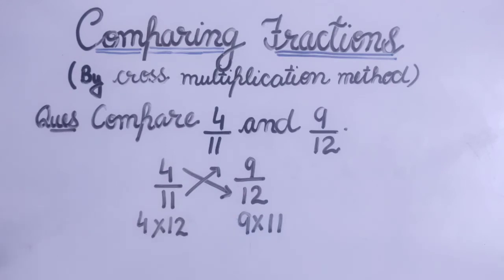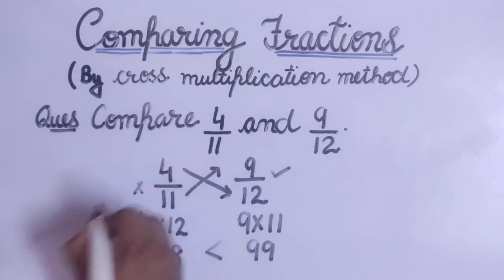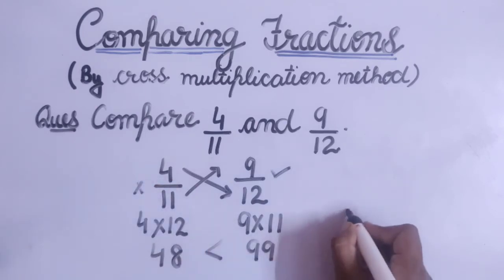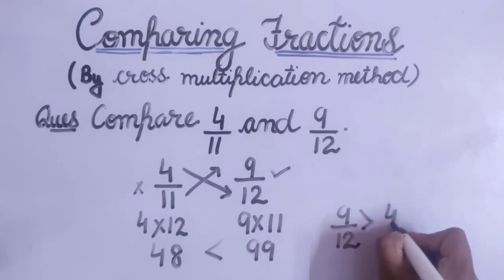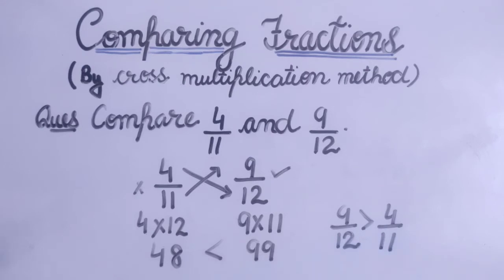Now students, find the products. 12 fours are 48 and 11 nines are 99. Now we can easily compare which one is greater. 99 is greater, so I can say that 9 by 12 is greater than 4 by 11.